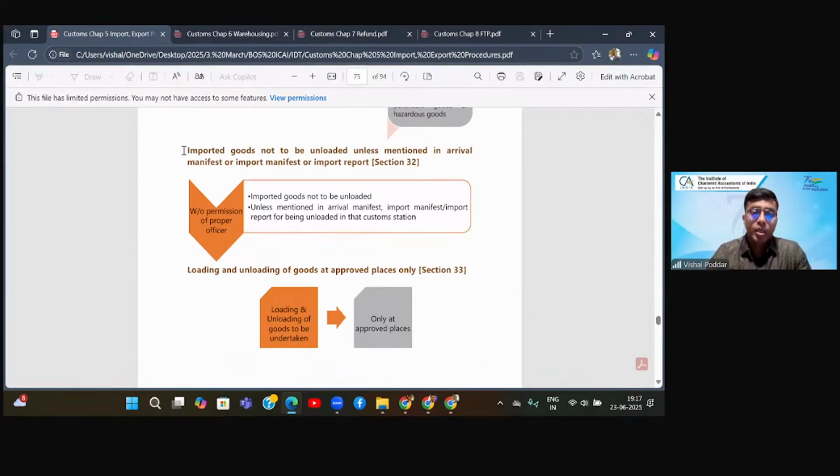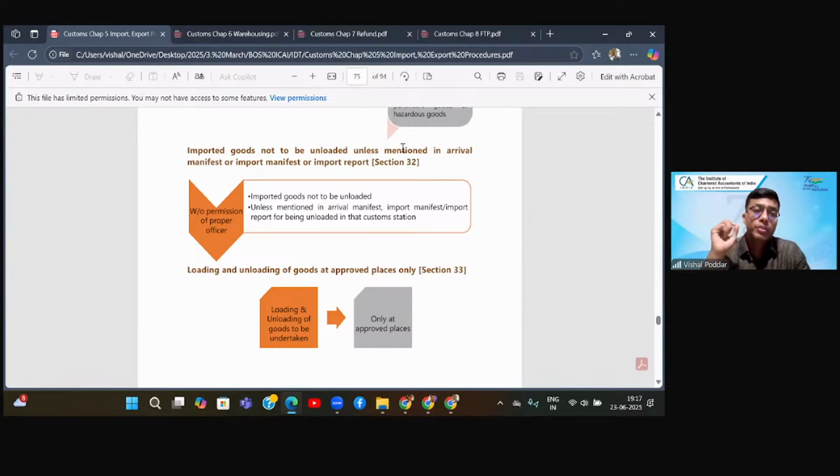Next, imported goods are not to be unloaded unless mentioned in this report. Now, a very important thing. First, unloading can be done only when you get the permission, which is the entry inwards permission. Second, when you give this report, it also contains the details of what goods will be unloaded at which port, because you may be going to multiple ports. So if you are coming to an Indian port, in your import report or report manifest, the details as to what goods are to be unloaded at which port are also mentioned.